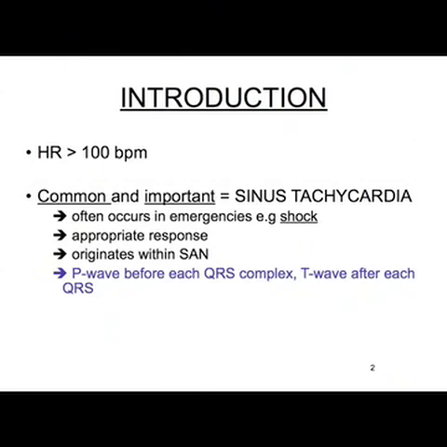As this tachycardia has its origin within the sinoatrial node, we clearly see on the ECG a P wave preceding each QRS complex and a T wave following each complex. So what are the other tachycardias?